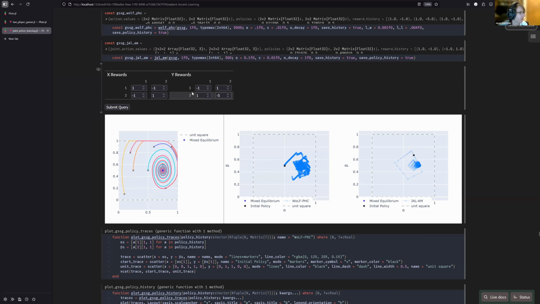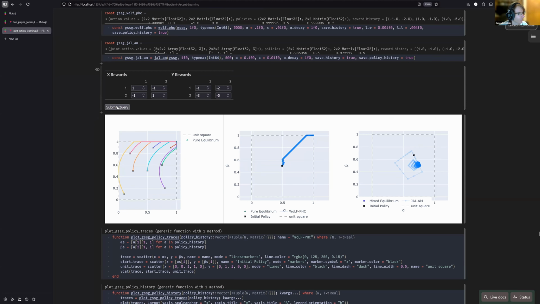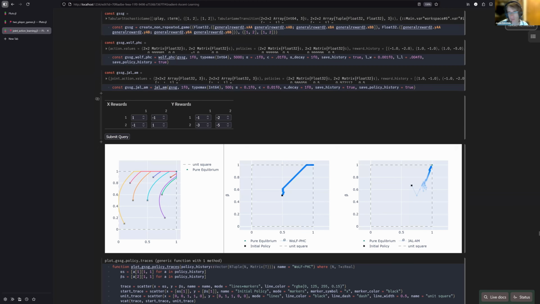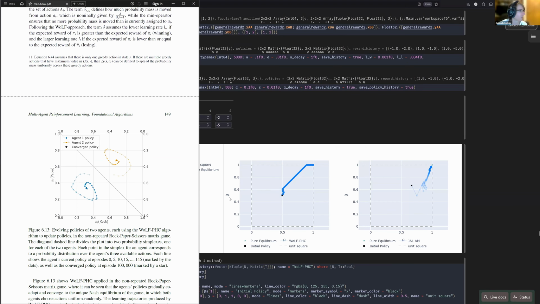But again, if we change this so there's a pure equilibrium, hopefully that, yeah. So now there's only a pure equilibrium in this corner, and we can see this is the theoretical IGA trajectory for it. And then both of these techniques are able to successfully approach the pure equilibrium as well. So yeah, we verified that.